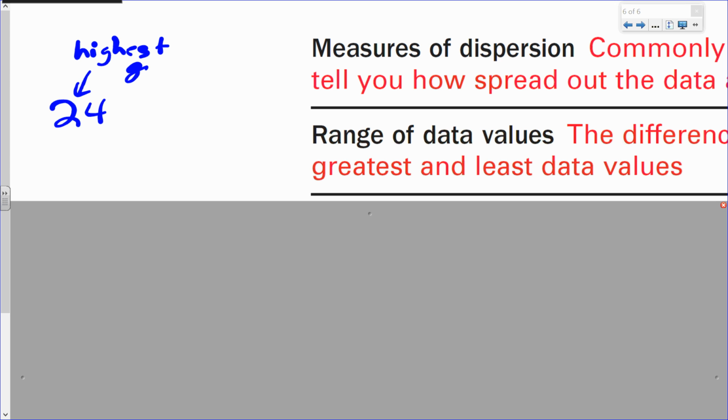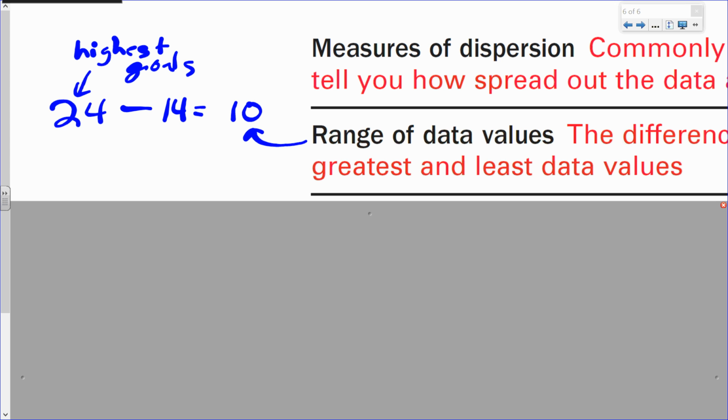So again, this area of the note paper is for you. That's why it says your notes here. Okay, so off to the side, you're doing this with me. So highest goals minus 14. So the range then is going to be 10.